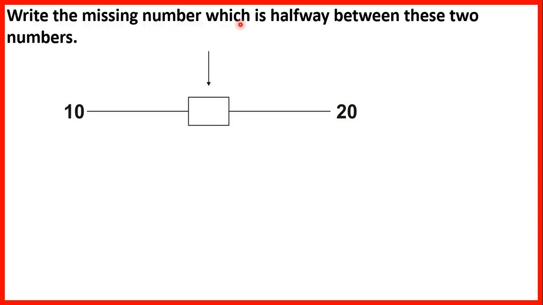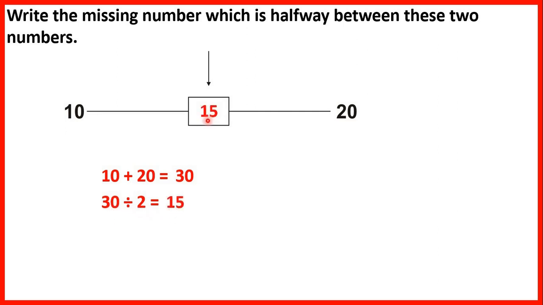Write the missing number which is halfway between these 2 numbers. So we need to find the number halfway between 10 and 20. So that's the number that's right in the middle of 10 and 20. Now there are different ways to do this, but one way that will always work for finding the number halfway between is to add up the two numbers. So to add 10 and 20, that gives us 30, and then when we've added the two numbers, we can divide the answer by 2. And 30 divided by 2 is 15.